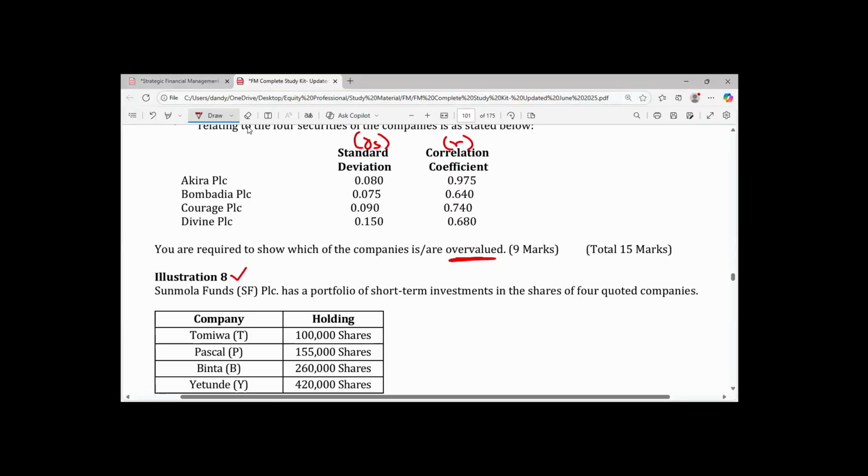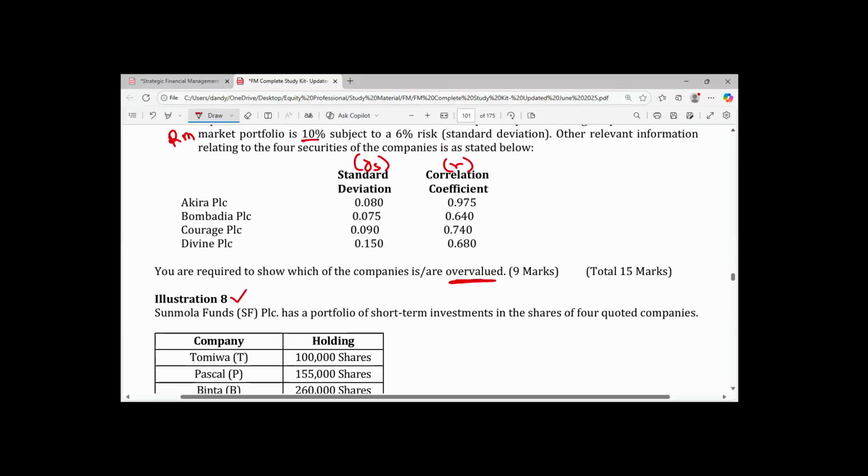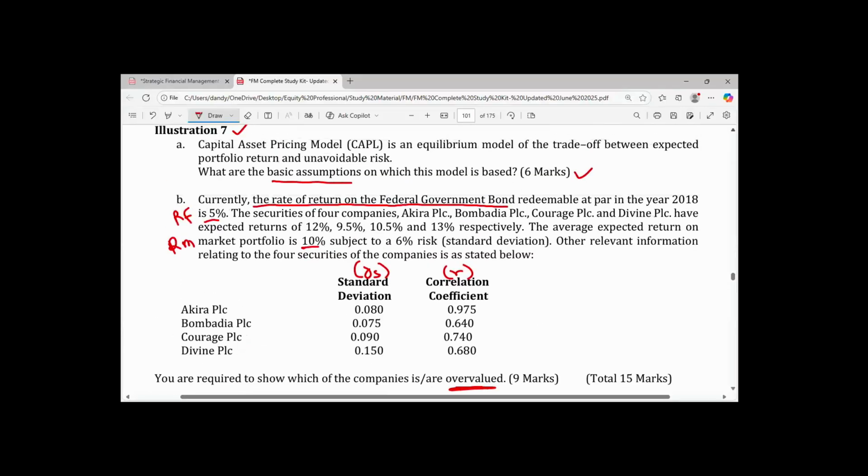So, how do you then solve this question? The first thing you are going to do is to calculate beta. In the question, the examiner did not give you the beta factor. Therefore, you need to calculate the beta factor of each individual security. That is, you calculate the beta factor for Akira, Bombardier, Courage, and Define. Once you calculate your beta factor, you then need to calculate your required return. Your required return is the same thing as the capital asset pricing model. The expected return is already given to you, so no need to sweat on that.